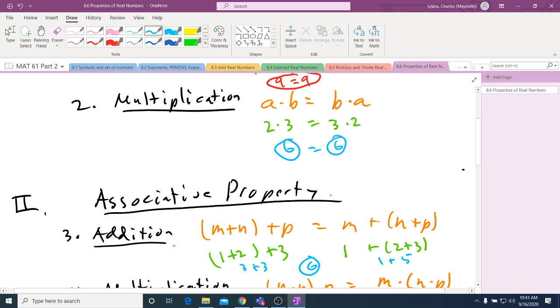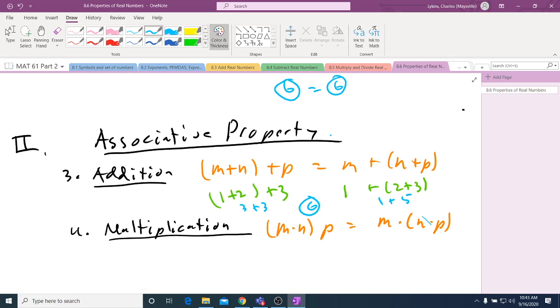So the addition part of the associative property is this: you're just switching the grouping of the parentheses. So your m plus n is in the first parentheses, but then your m gets kicked out and your p joins the parentheses.